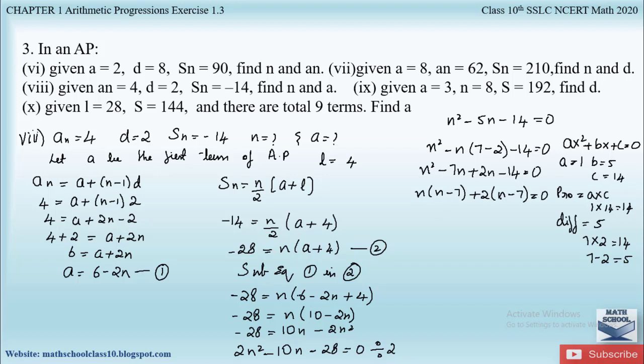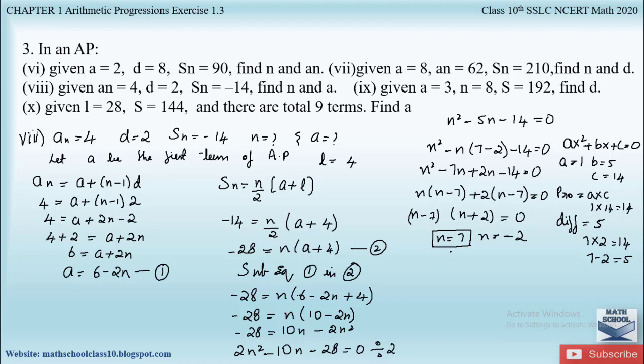If we take n minus 7 common from here, we get n plus 2 left, which is equal to 0. So n minus 7 is equal to 0, where n is equal to 7, and n is equal to minus 2. Since we got n is equal to minus 2 and n is equal to 7, we will not consider the negative value. The n should always be a positive counting number. Therefore we got the n value as n is equal to 7.